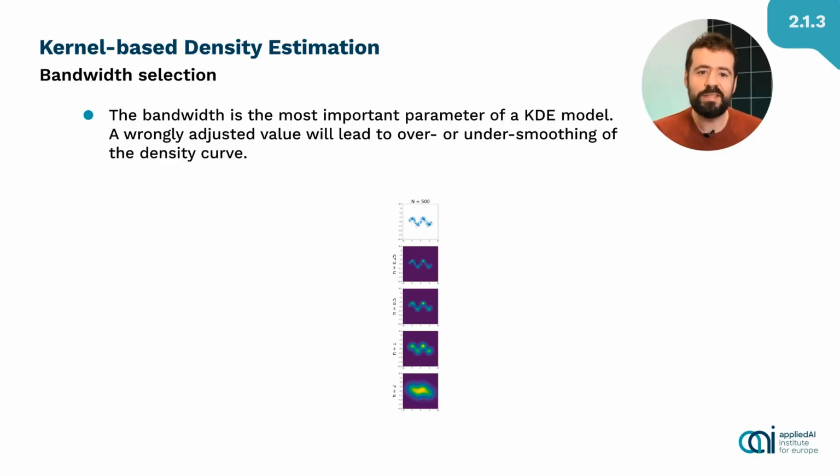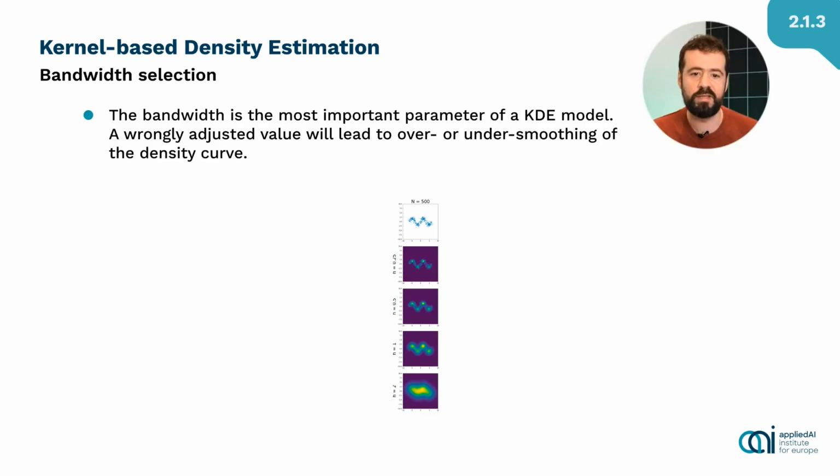As I've already mentioned, the bandwidth is the most important parameter for the KDE, since a wrongly adjusted value can lead to either undersmoothing or oversmoothing. The bandwidth is the most important parameter to balance the bias-variance trade-off, as you can also see in the image below. In the uppermost image, you basically see the dataset that we've fitted the KDE on, and then you can see the result for different bandwidths.